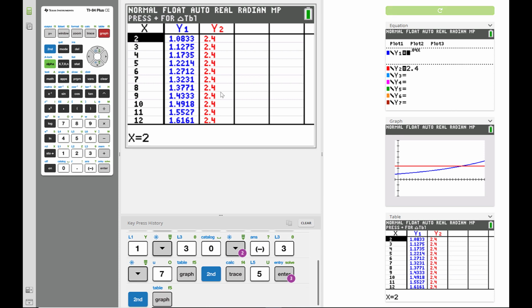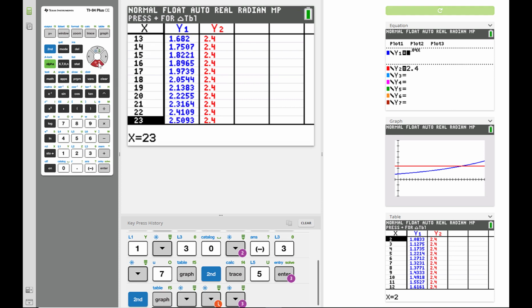Another option that we have is to go second table and to look at the table here. We have the table feature. We can scroll down and we see here between the values where x is equal to 21 and 22 that y sub 1 and y sub 2, they're almost equal to each other here. We've got the two values here. When x is equal to 21, y sub 1 is equal to 2.3164. And when x is equal to 22, y sub 1 is equal to 2.4109.